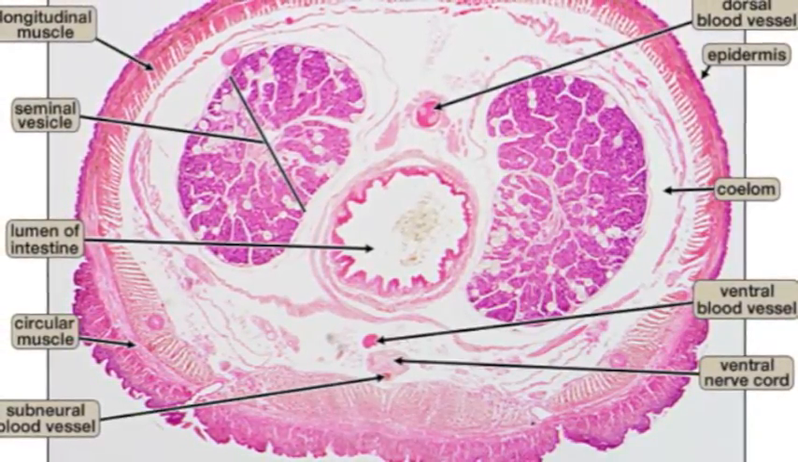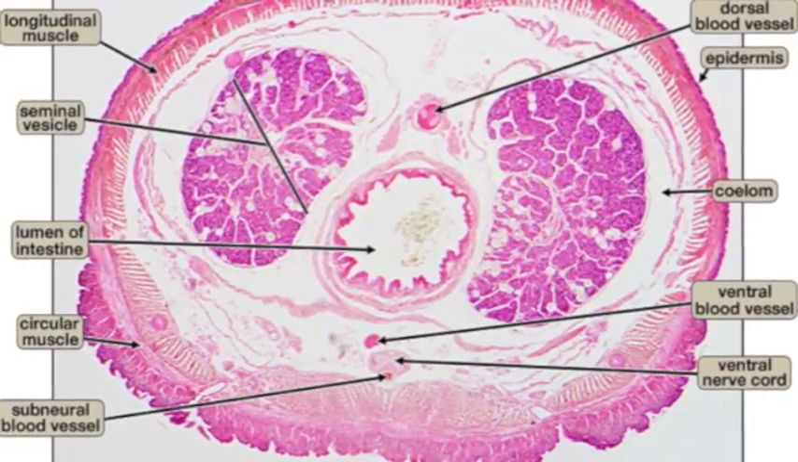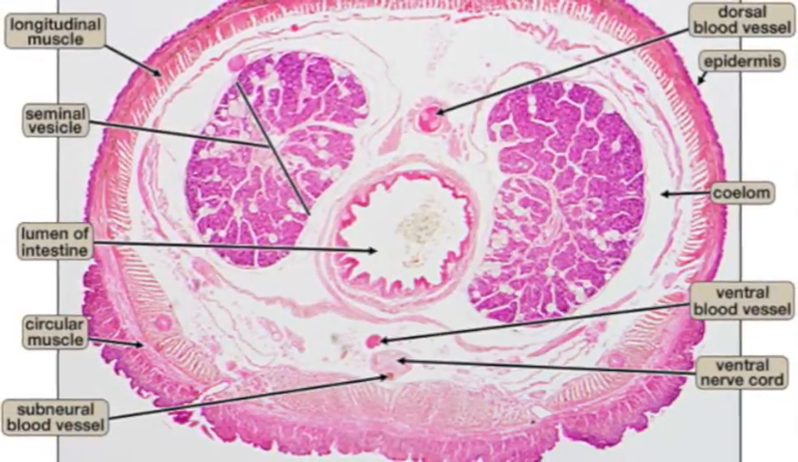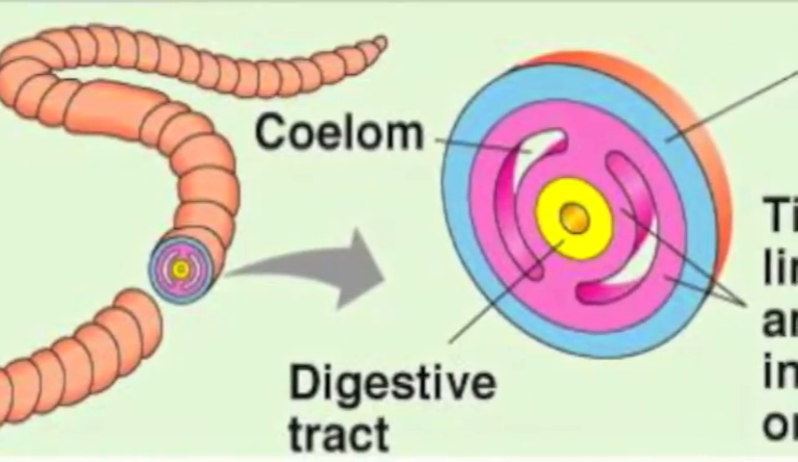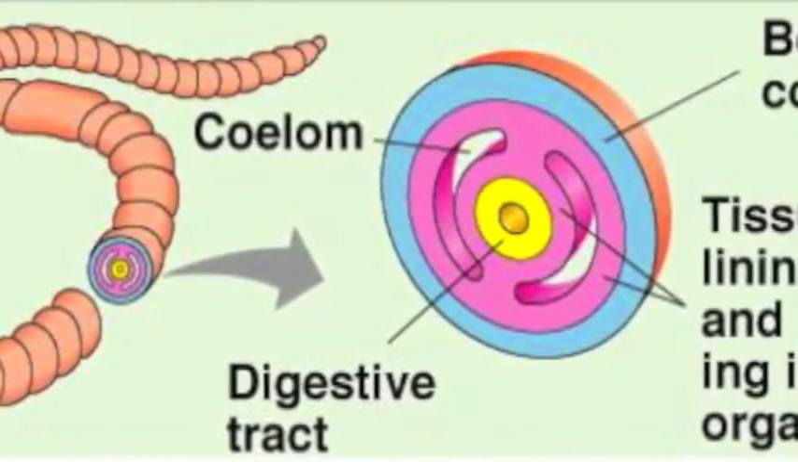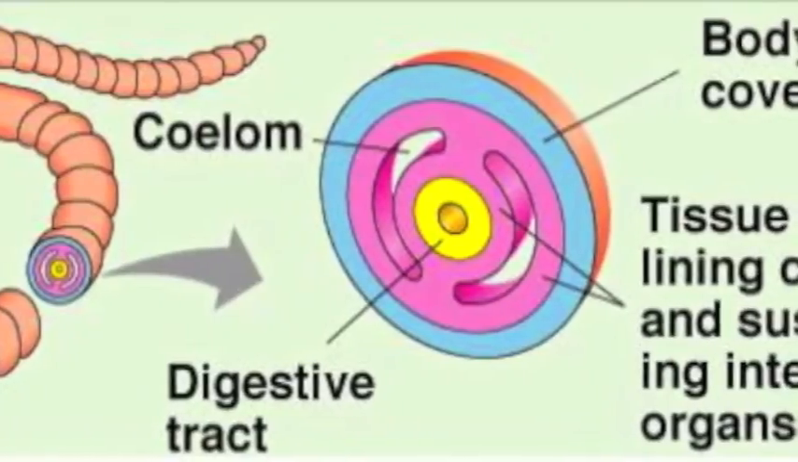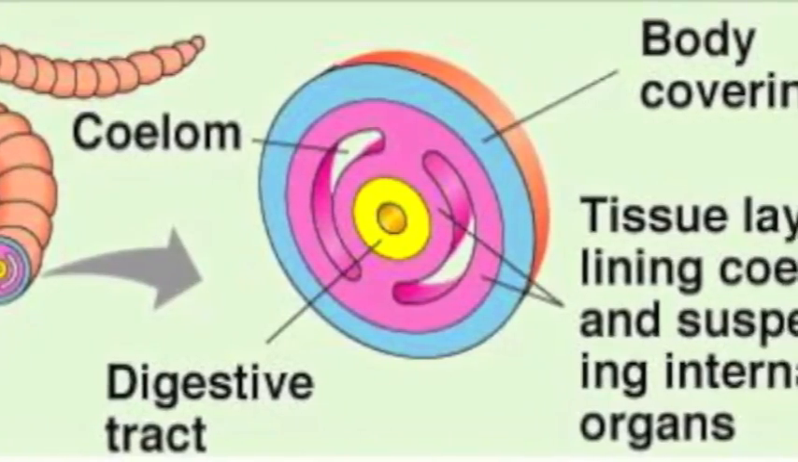A fluid-filled body cavity enables the earthworm to transport more effectively and allows excretory organs, gonads, and their products to be contained there. Bilaterally symmetrical animals, such as annelids, have 3 tissue layers: the endoderm, the mesoderm, and the ectoderm.